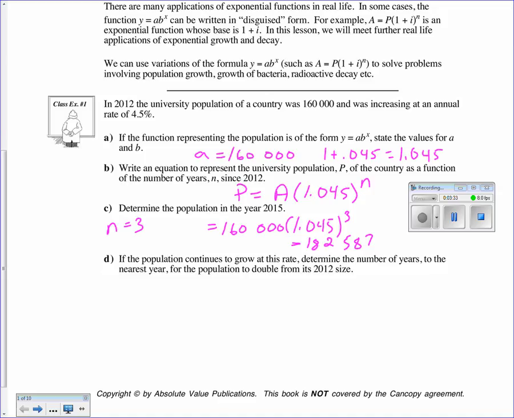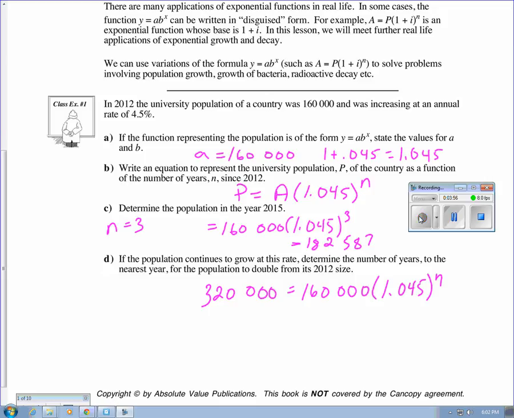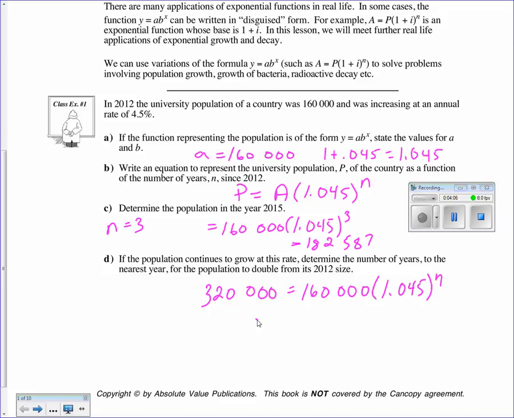Now, if the population were to increase at that same rate, which may or may not occur, determine the number of years for the population to double. Well, doubling is an interesting mathematical relationship. You can simply take 160,000 and double it, which takes me to 320,000. This is actually a very common calculation, which is why we actually have a doubling equation for things that double. Divide by 160,000, 320,000 divided by 160,000 is 2. 2 would be equal to 1.045 to the n.